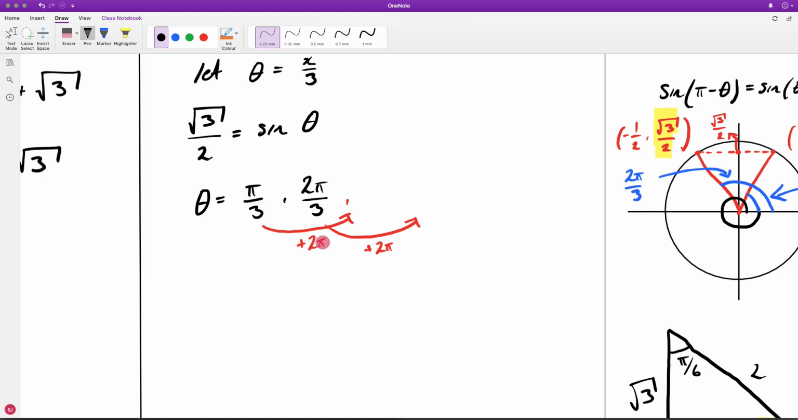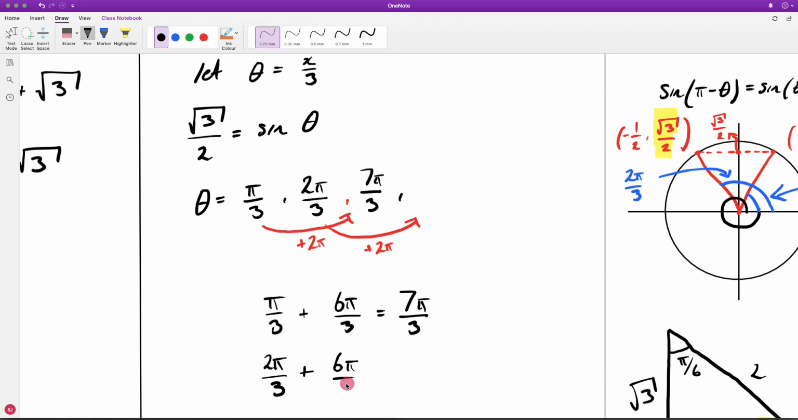So what is pi on 3 plus 2 pi? Hopefully you're able to do this. Pi on 3 plus 2 pi. Well, I'm going to make my denominators the same. So that's going to be the same as 6 pi on 3 because 3 goes in 6 twice. So that's going to give me 7 pi on 3. Then I'm going to take 2 pi on 3 and plus 2 pi to it. That's going to be 6 pi on 3, which is going to be 8 pi on 3.